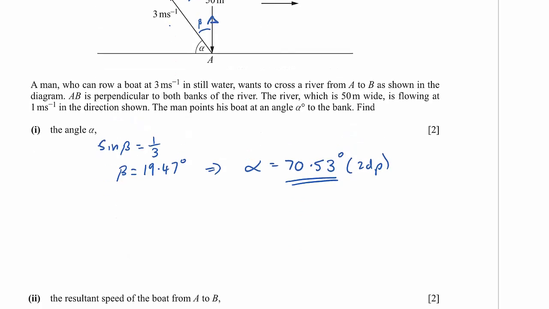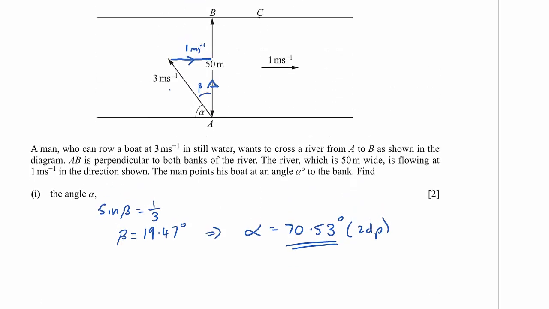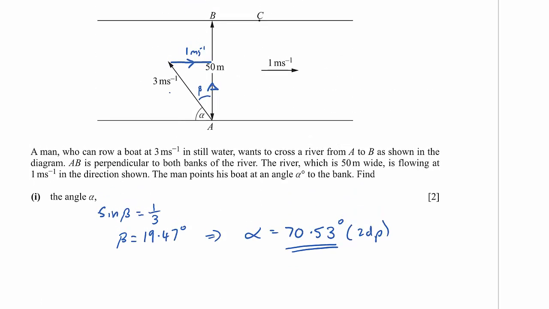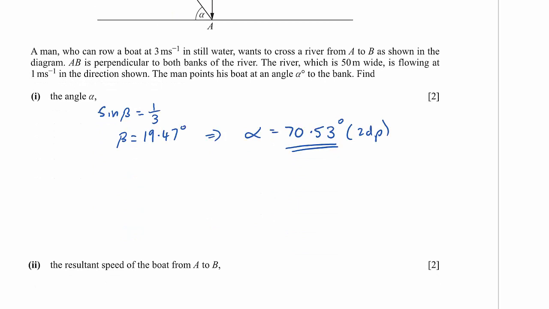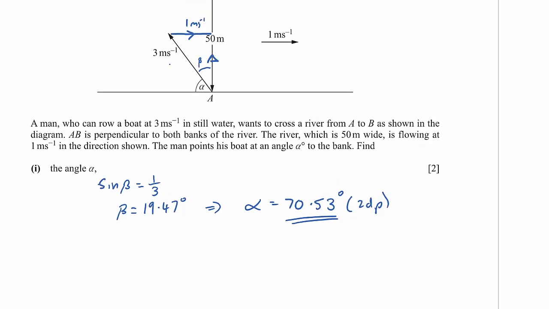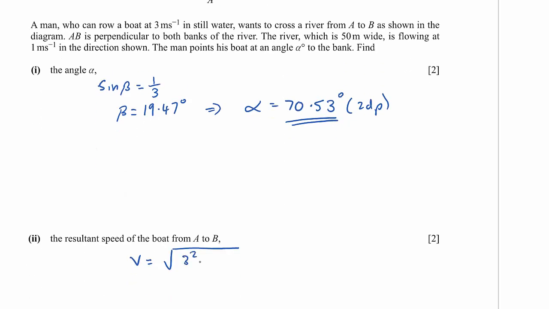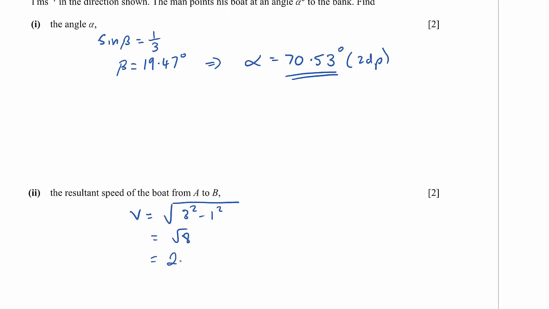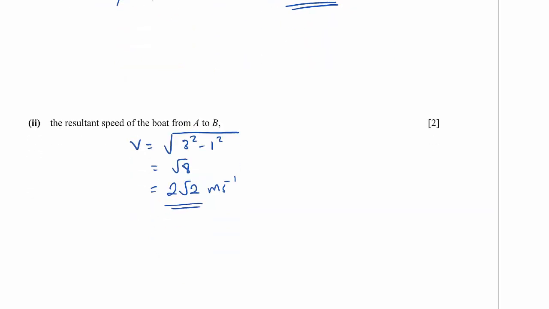Okay, the resultant speed of the boat. So that's just this third side of the triangle. So we can do that just using Pythagoras. So that's going to be the square root of 3 squared take away 1 squared, which is the square root of 8, or 2 root 2 meters per second. I don't think I need a calculator answer. If I can give an exact answer like that, that's fine.